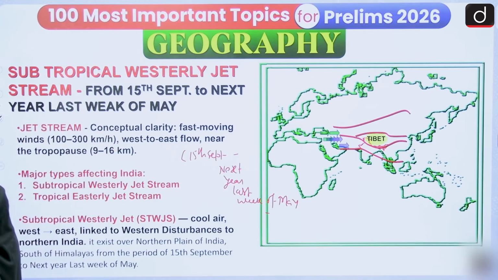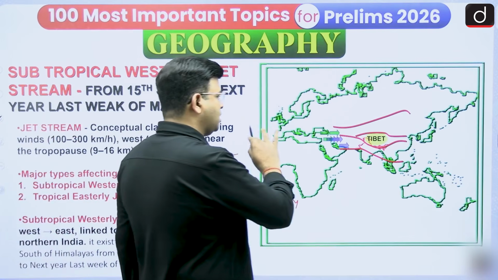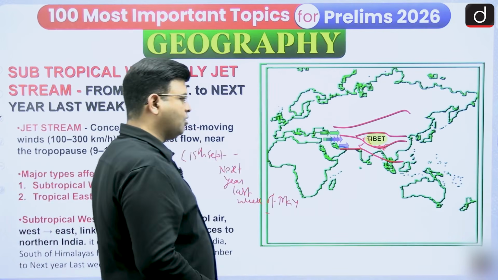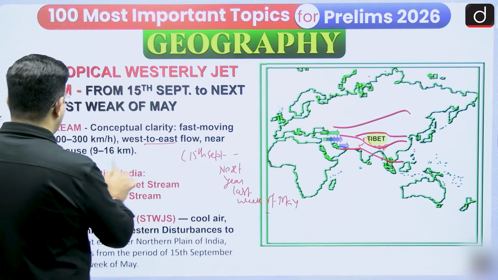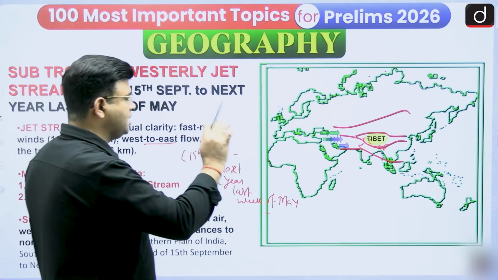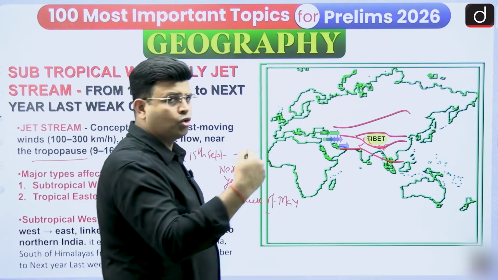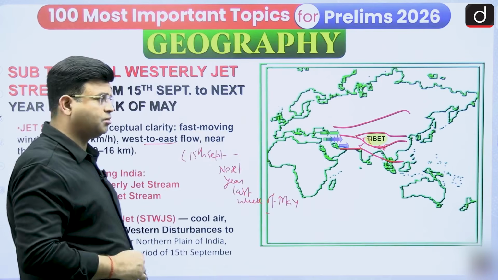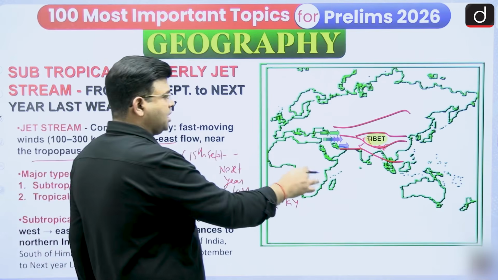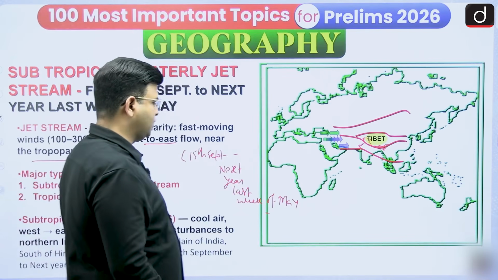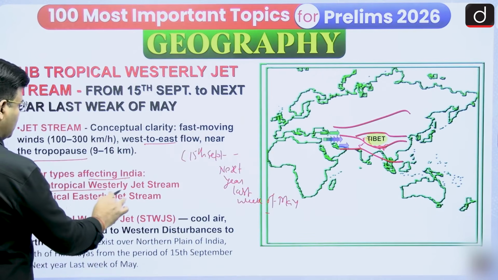Jet stream, conceptual clarity: it is fast-moving wind, moving at 100 to 300 kilometers per hour, very fast, from west to east, near the tropopause, which means 9 to 16 kilometers height. It is at the tropopause, where the troposphere finishes, and that is why it moves very fast. And it is bifurcated by the Himalaya into two parts, north and south of the Himalaya.